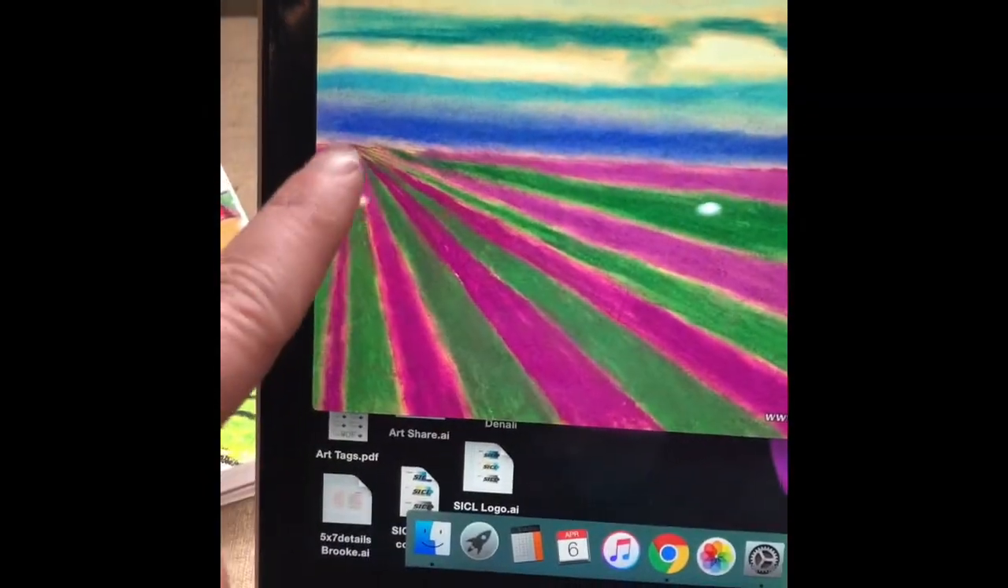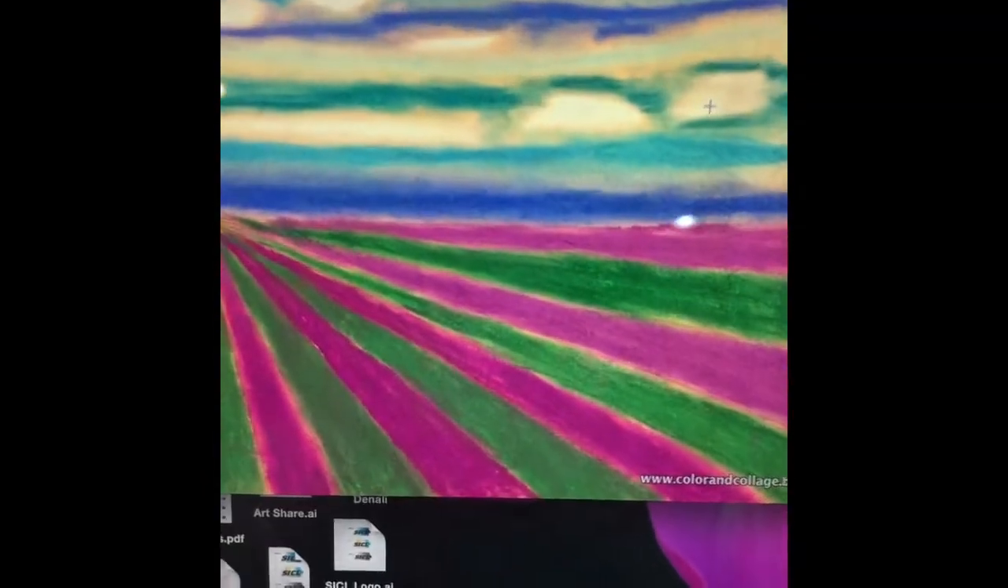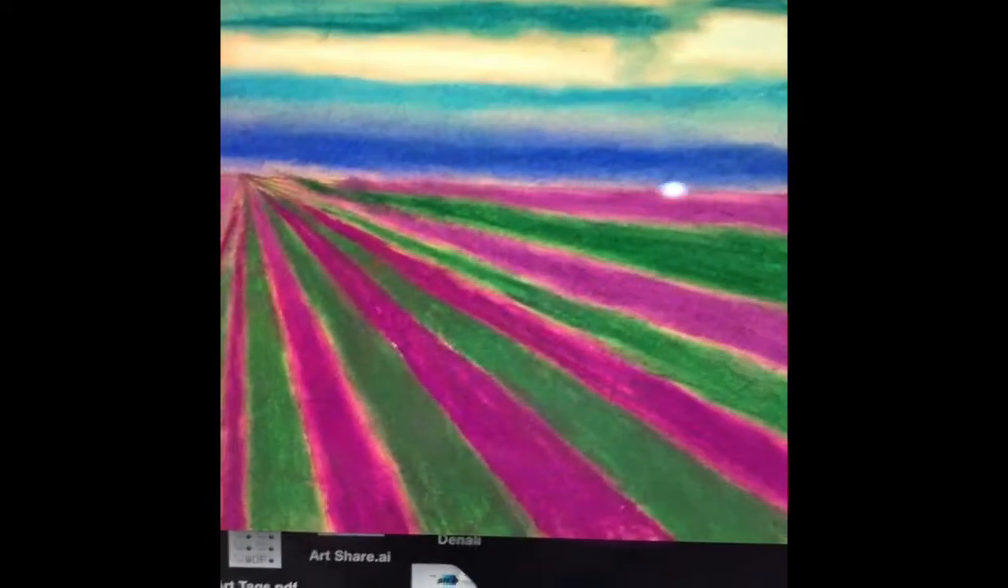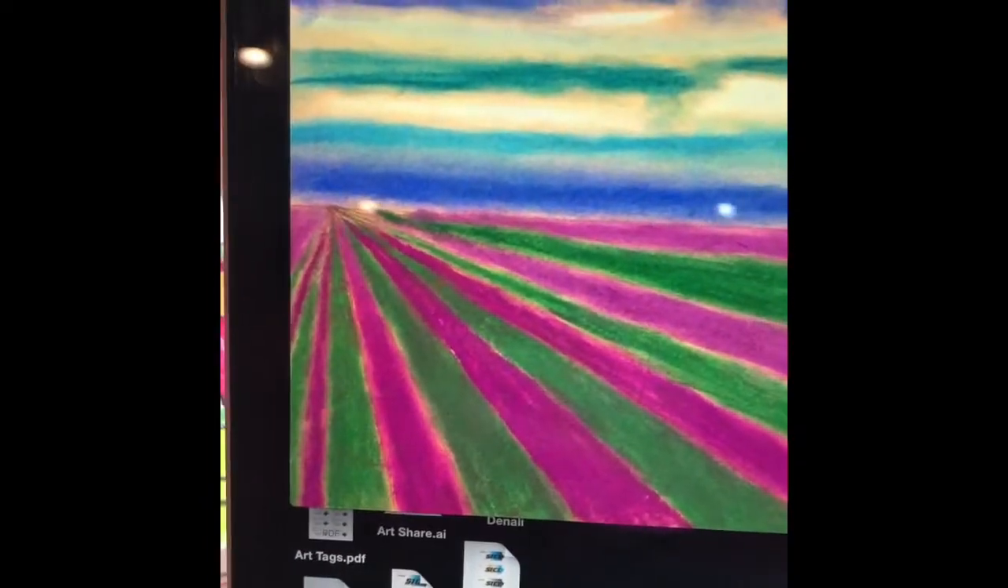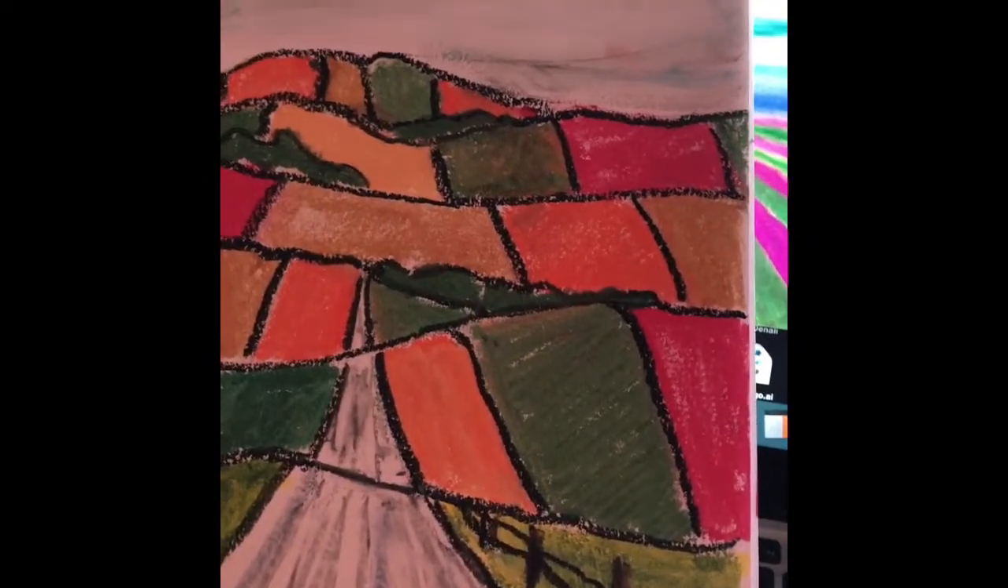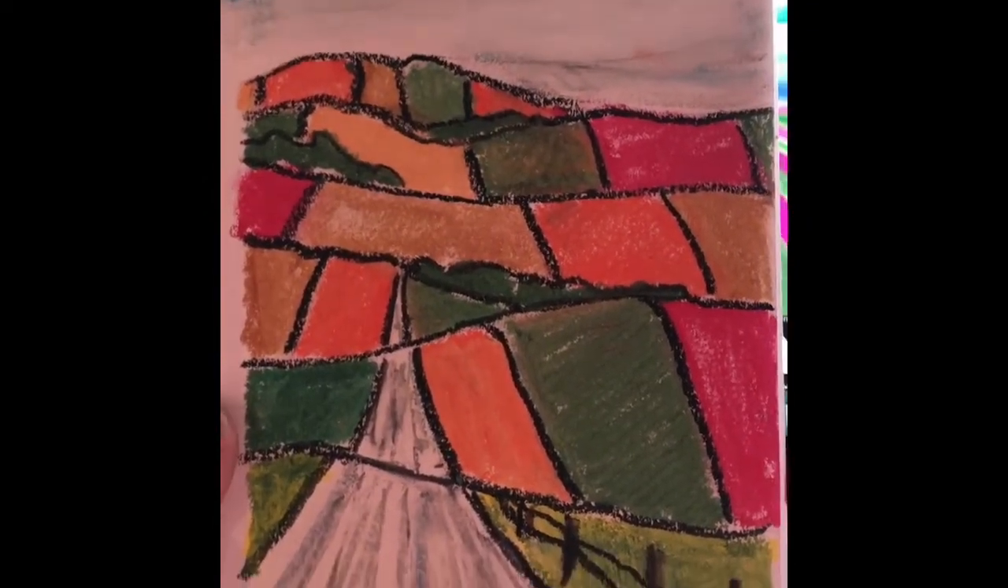Simple, just you have one vanishing point, it comes out. This is by Coloring Collage Blogspot, so thank you for the inspiration for that. That would be something simpler that younger kids could do. This would be middle-aged kids, maybe upper elementary.